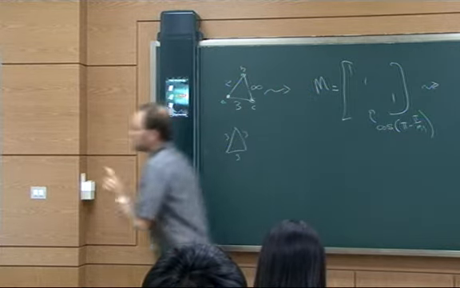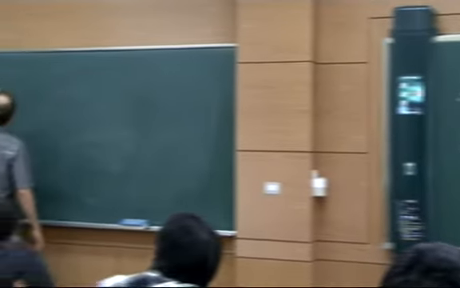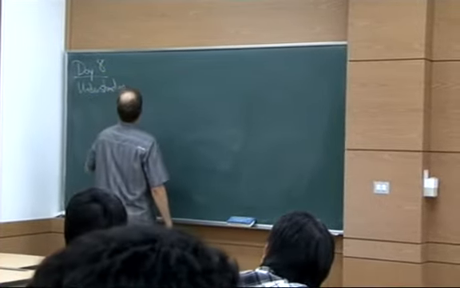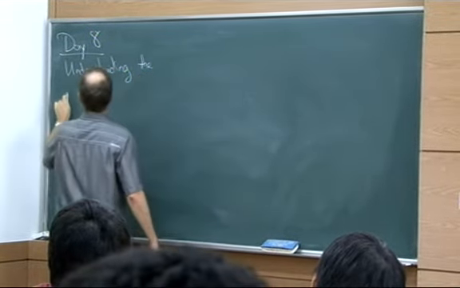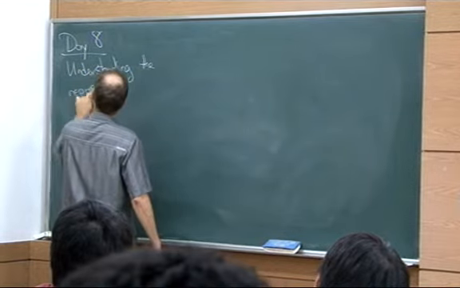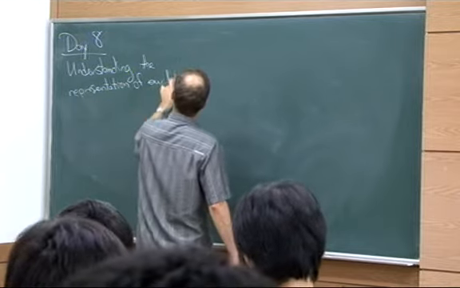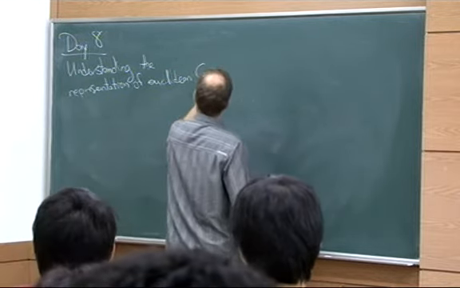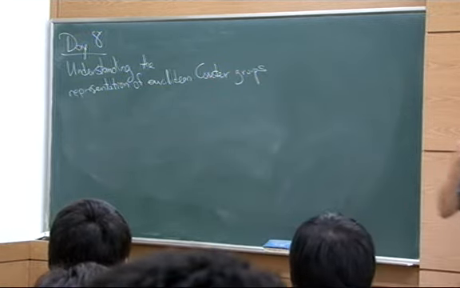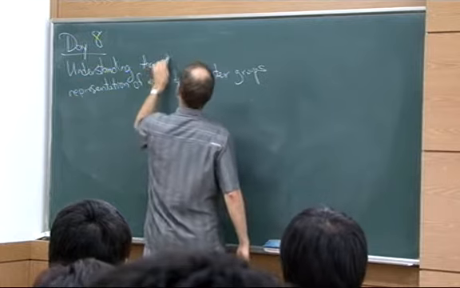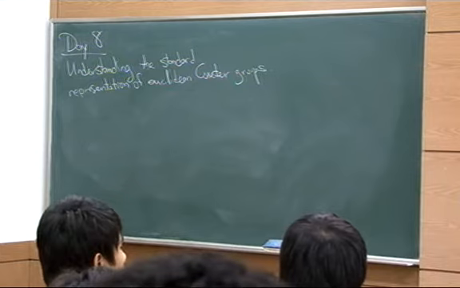So the topic for the day is understanding the representation of Euclidean Coxeter groups. I guess the standard representation. We should give it some name. Understanding the standard representation of Euclidean Coxeter groups.